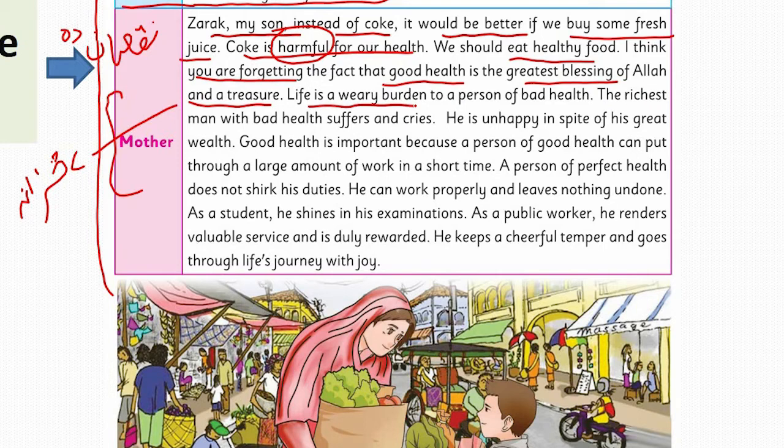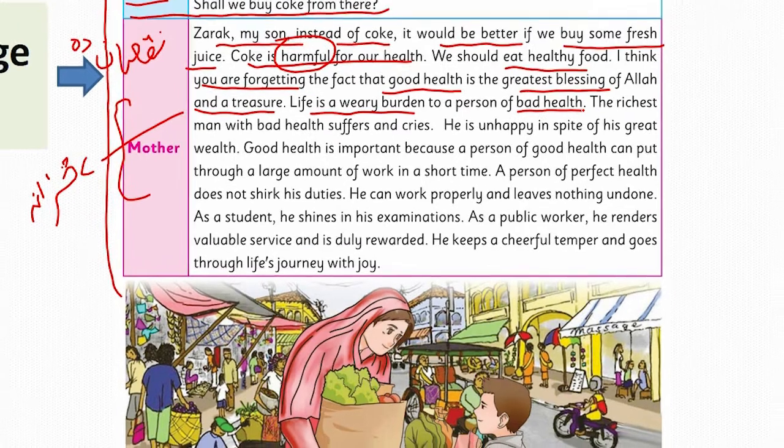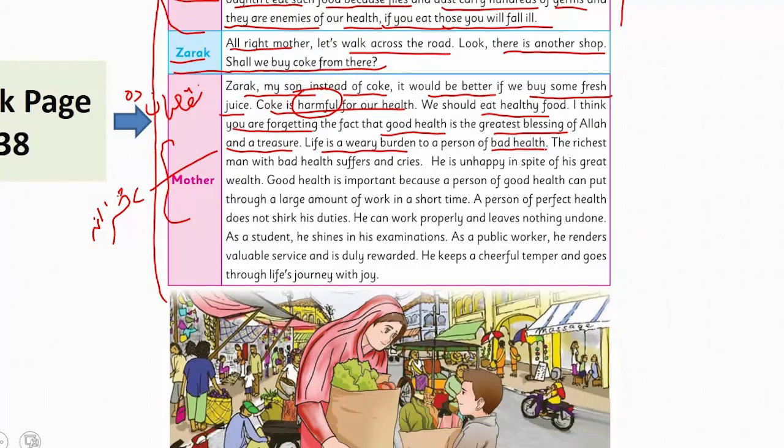Life is a very burden to a person of bad health. Very थका देने वाला. The richest man with bad health suffers and cries. He is unhappy in spite of his great wealth.